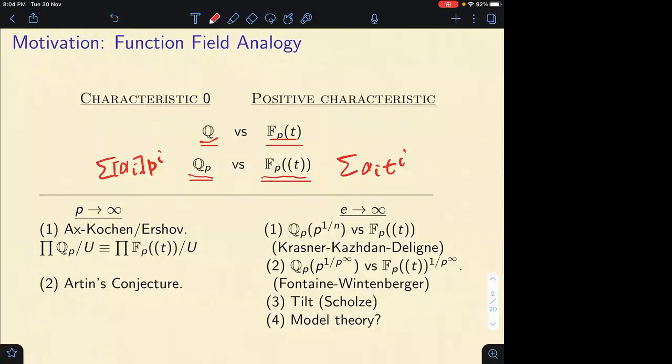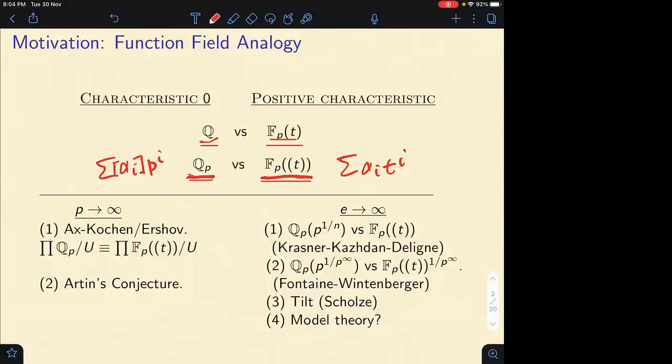The second example is the following. You know that the p-adics are a decidable field, and you have a very good elimination theory. You know exactly what the definable sets look like. But on the characteristic p side, you don't know whether the Laurent series over F_p is a decidable field or not. And as far as I know, at least, there is not even a conjectural description of the definable sets.